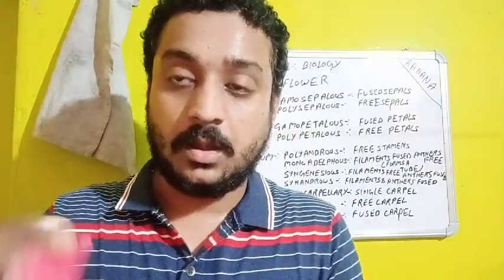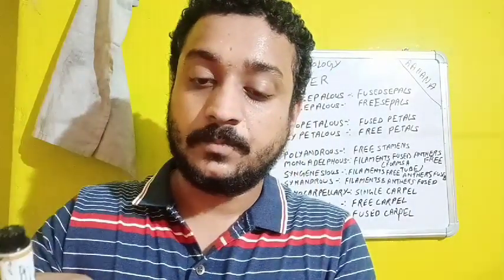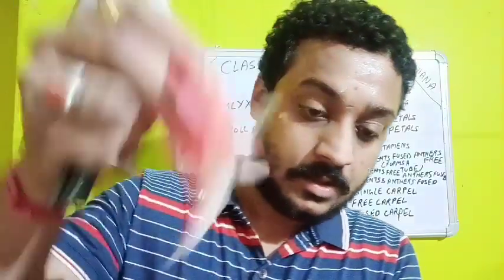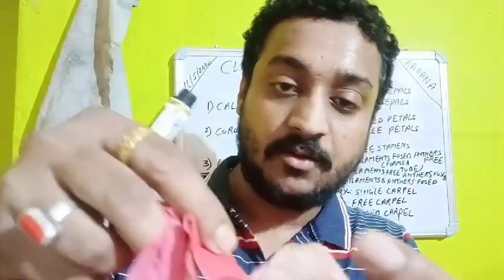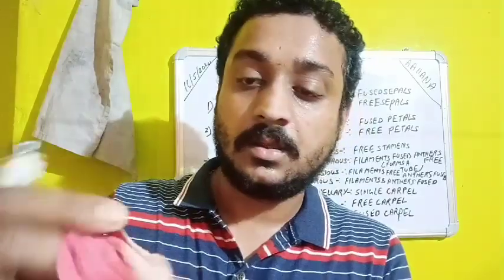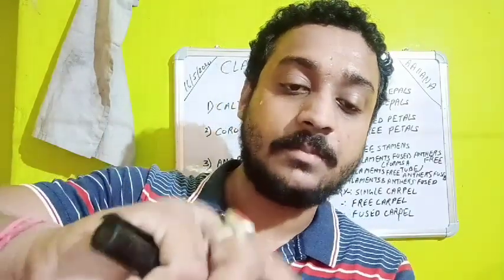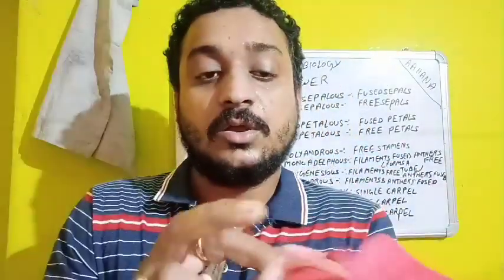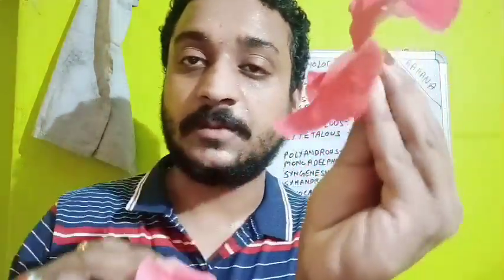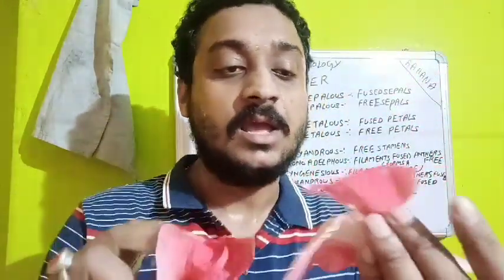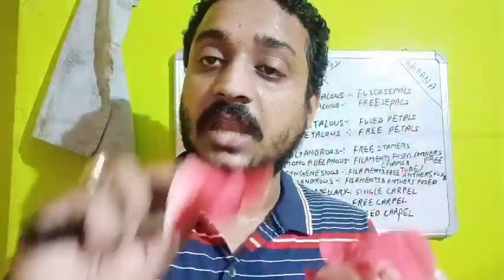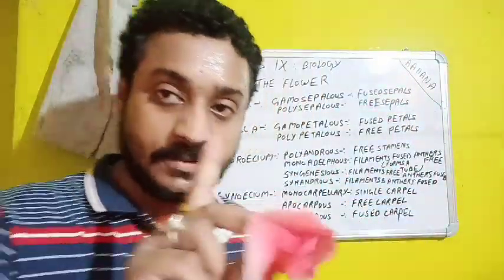See, 1, 2, 3, 4 and 5. It is quite difficult to show 5 petals at a time, but I am trying. So 3 petals in my left hand and 2 petals in my right hand. So there are 3 petals and 2. Total 5 petals in the typical hibiscus flower.